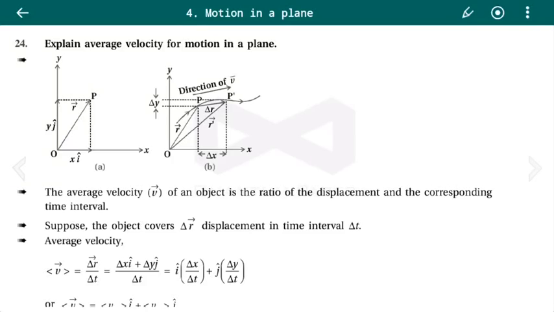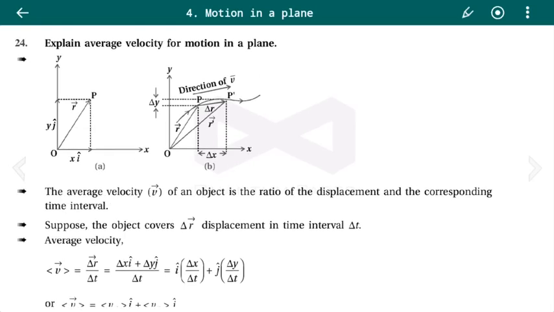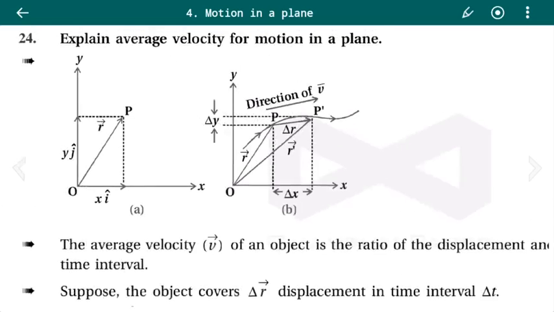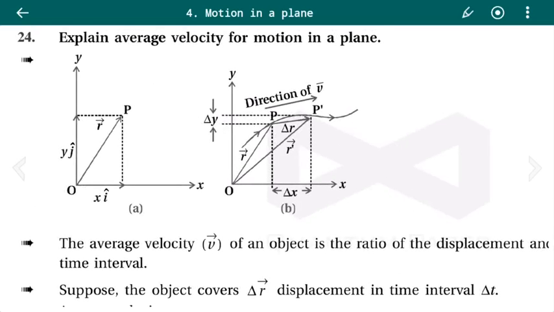In this video we are going to discuss the average velocity and the instantaneous velocity of chapter 4, motion in a plane. So let us see our first topic, that is the average velocity. Here consider an object P that is moving in a plane.